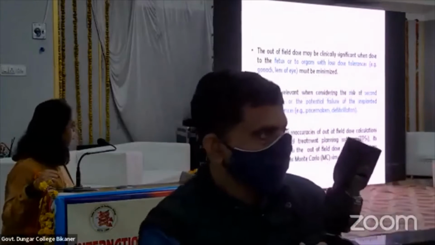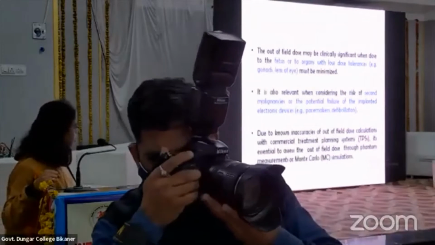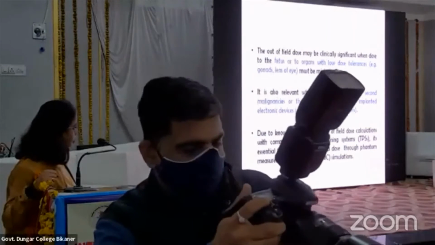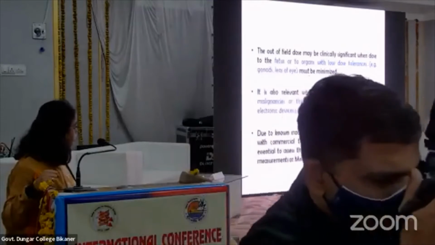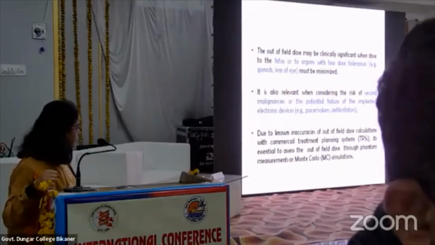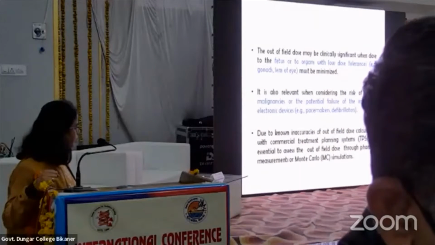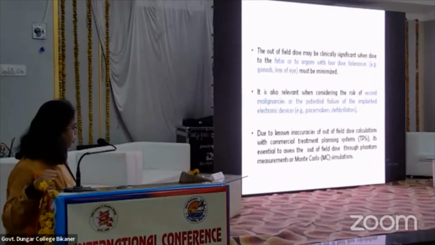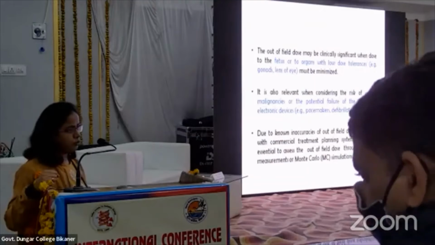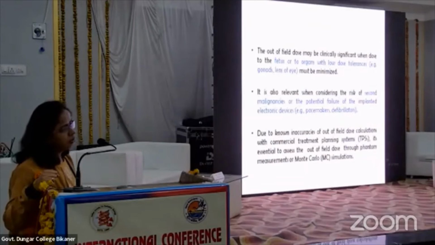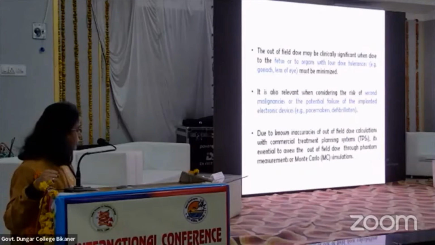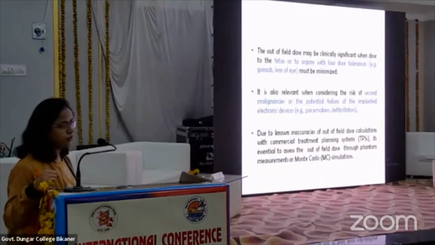It is significant when the dose is to the fetus or to organs with low dose tolerance near the treatment field. It is also relevant when considering the risk of second malignancies or the potential failure of implanted electronic devices, like pacemakers or defibrillators. In that case, we have to reduce the dose to these devices and the dose to the fetus or other critical organs. There are also uncertainties in the out-of-field dose calculation with the commercial treatment planning system that we use for treatment planning.